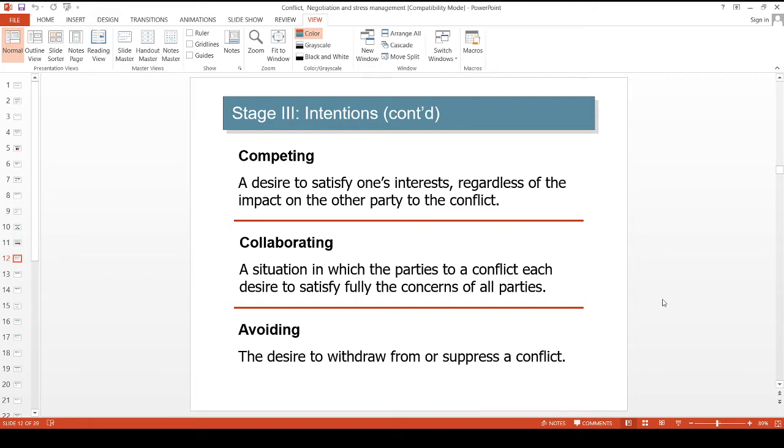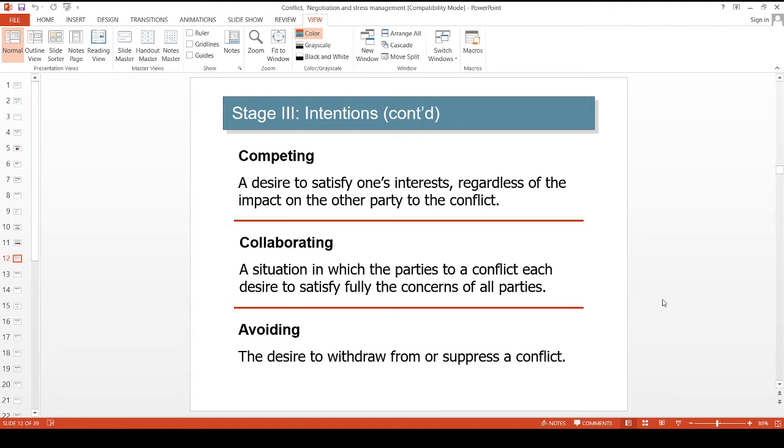As I told you earlier, there are two approaches. One is cooperativeness, the other one is assertiveness. So in the competing intention, it is the desire to satisfy one's own interests regardless of the impact on the other parties to the conflict. That is one of the approaches which may be used by managers, that they always try to satisfy their own interest and rarely care about the interest of the other party. Now that is one of the approaches which can be used under different situations.